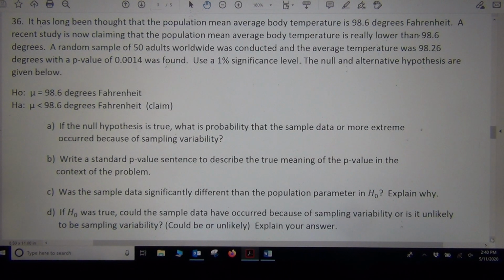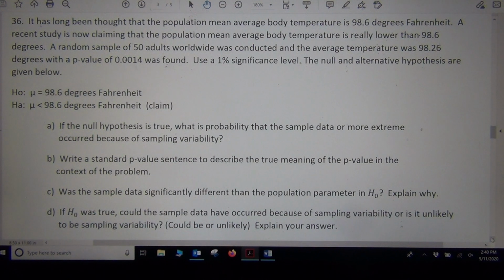It has long been thought that the population mean average body temperature is 98.6 degrees Fahrenheit. A study is now claiming that the population mean average body temperature is really lower than 98.6. A random sample of 50 adults worldwide was conducted and the average temperature was 98.26 degrees with a p-value of 0.0014 was found. We're using a 1% significance level. The null and alternative hypotheses are given below.